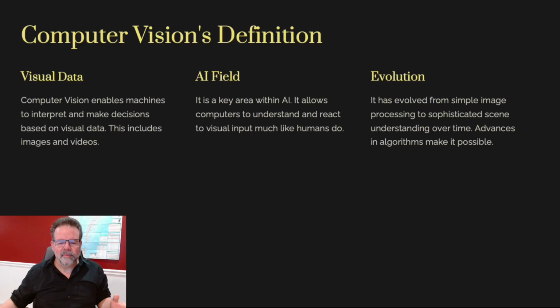So from simple image processing that could barely detect basic shapes, today these sophisticated systems, and they are sophisticated, can understand complex scenes, recognize thousands of objects. This evolution has been driven by advances in algorithms, computing power, and the massive amounts of visual data now available. And that's so interesting to think about.